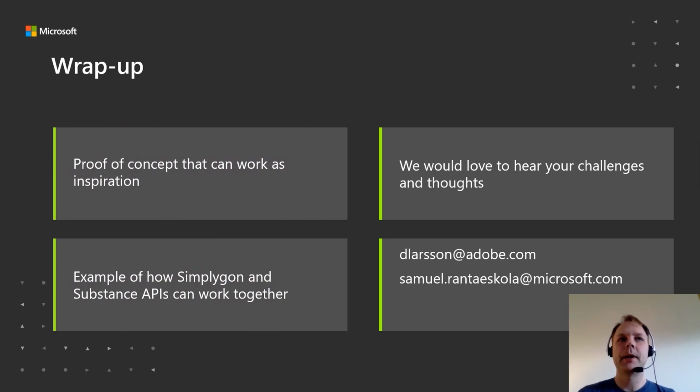So in order to wrap this up, this is a proof of concept that can work as inspiration. We hope we can make it available to you sometime soon. It's also an example of how the Simplygon and Substance APIs can work together. And I'm sure you have similar situations in your pipeline if you're using both Substance and Simplygon. And we would love to hear about your challenges and thoughts about this. And our emails are in the lower right corner of this slide. So don't be shy, send us an email if you have any questions or thoughts, and we'll be happy to talk to you about it.